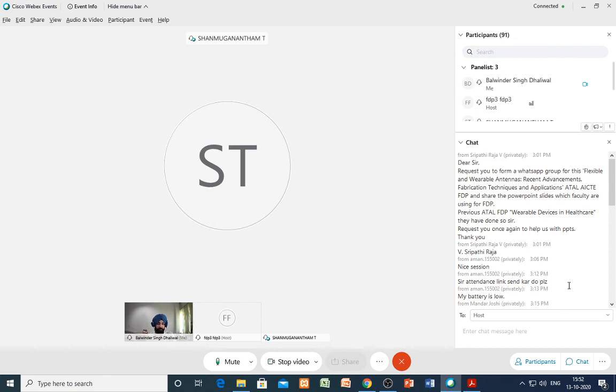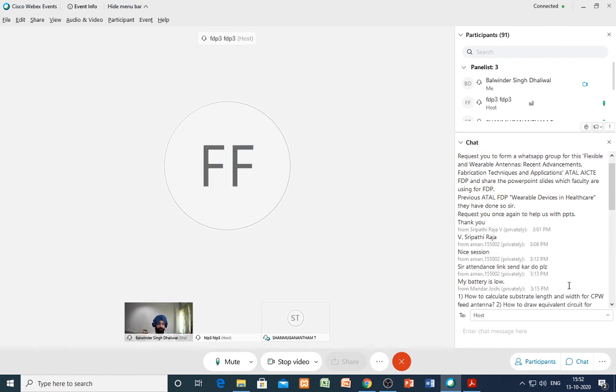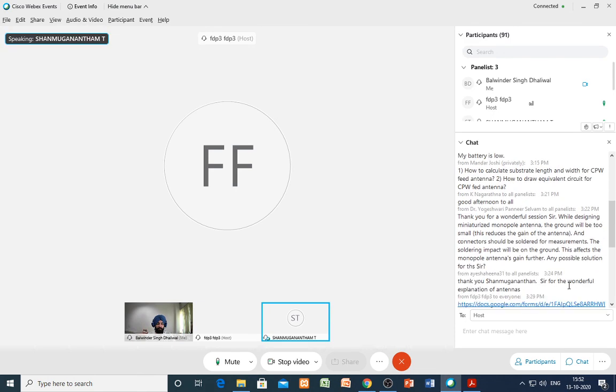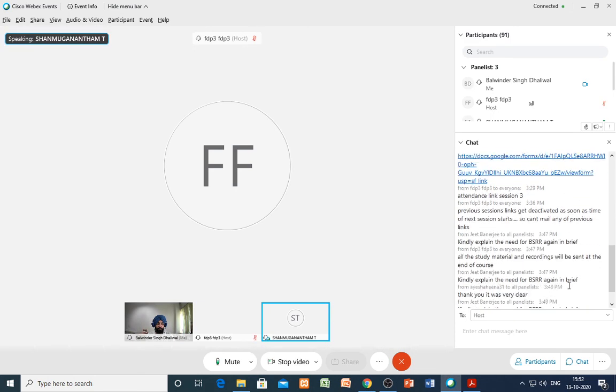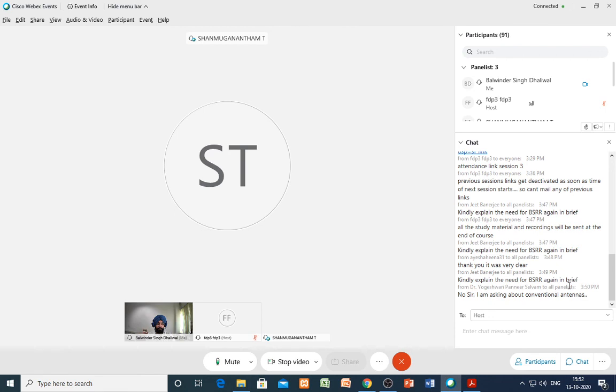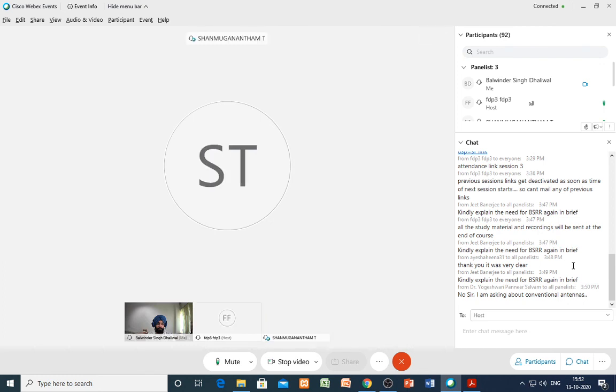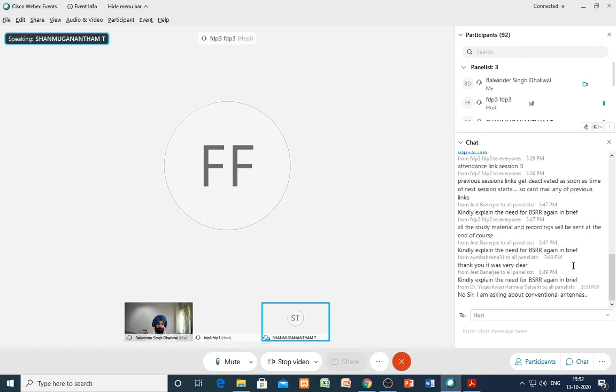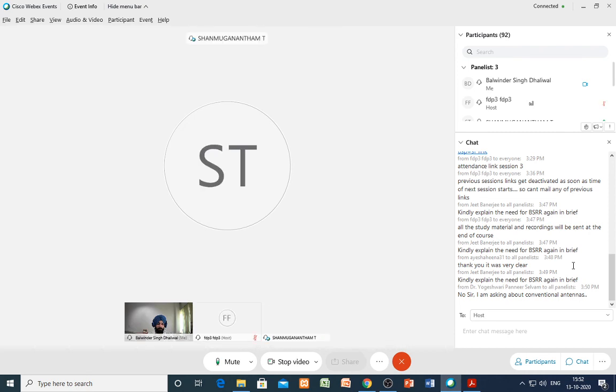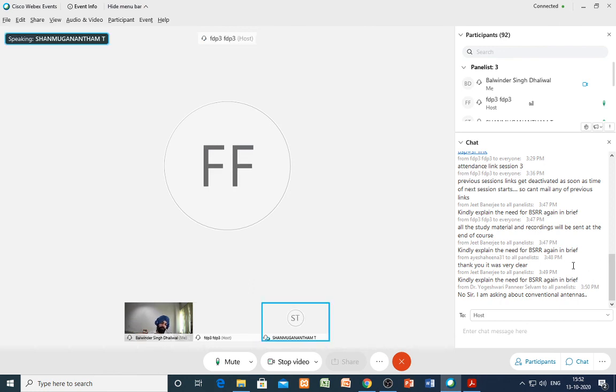Sir, can we use this concept in the field of BCI for acquiring signals from the brain? This flexible antenna can be used for ECG. For measurement of ECG, it is very much possible.